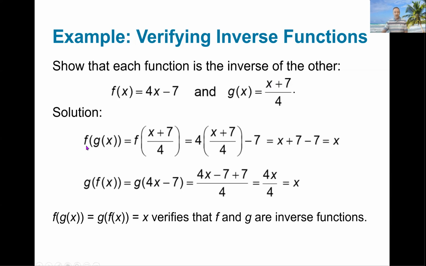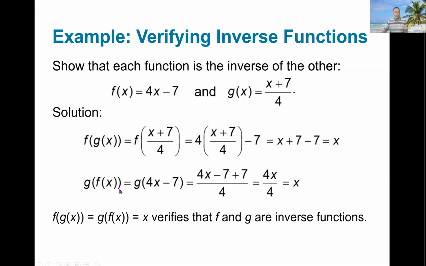So notice here, f of g of x, well, g of x is x plus 7 over 4. If I replace every x in f with x plus 7 over 4, I get 4 times that group, x plus 7 over 4, minus 7. We know this 4 and this 4 are just going to cancel, so I'll have x plus 7 minus 7, which is just going to give us x. So that verified that f of g of x is x.